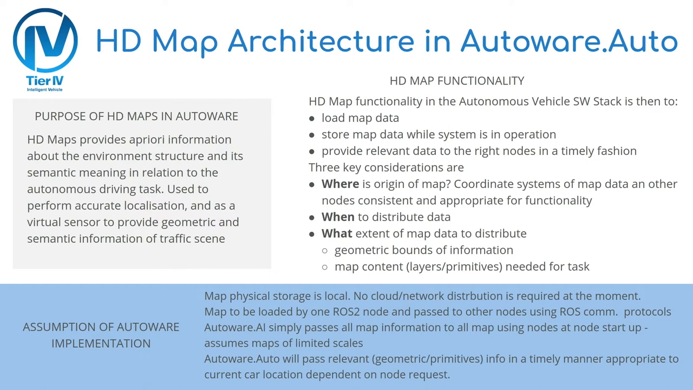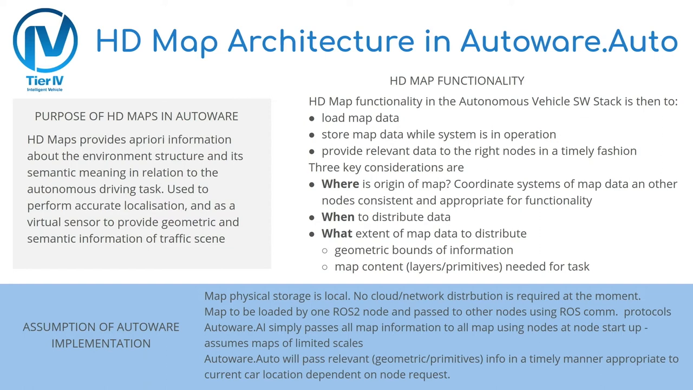From the presented use cases, and in preparation for designing an HD map architecture, we can build an overview of the HD map functionality required by Autoware.Auto. Broadly, HD maps provide a priori information about the environment structure and its semantic meaning in relation to the autonomous driving task. In particular, the HD map implementation in Autoware should load the map data, store the data in the system while it's in operation, and provide geometrically, semantically, and temporally relevant information to the right nodes in a timely fashion. We can identify three key considerations regarding map data.